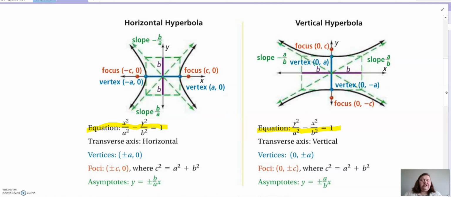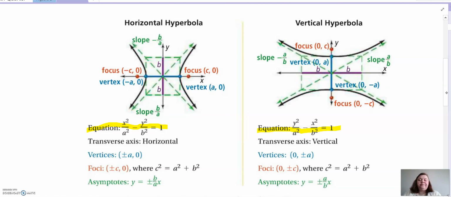I'm not going to worry too much about the transverse axis for right now. Let's look at our vertices. Now our vertices are going to be on the same axis as our foci and the axis that our hyperbolas are crossing. Now notice on the horizontal hyperbola, it's crossing the x-axis, and a is in the x position, or the x value. On the vertical hyperbola, our curves are crossing the y-axis, so a is in the y position, or y coordinate.